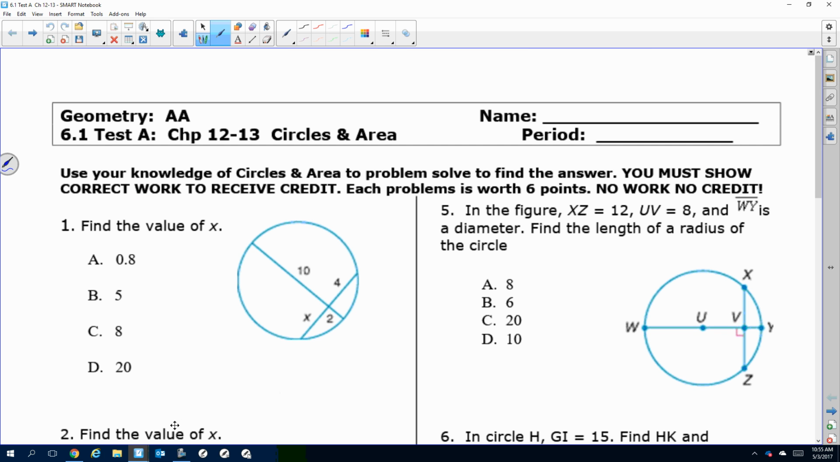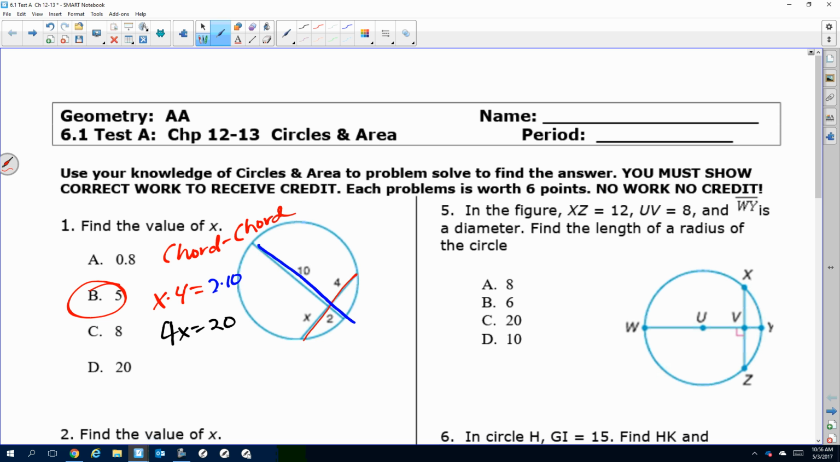Whenever it's chords, you multiply the parts of the chord, and the products of their parts are congruent. So if I'm looking at this chord, that's x times 4, and the other chord, 10 and 2, multiply those parts together. So basically, you have 4x equals 20, divided by 4. Most of you got this problem right. We have 5. That one, unfortunately, is not on the reassessment.